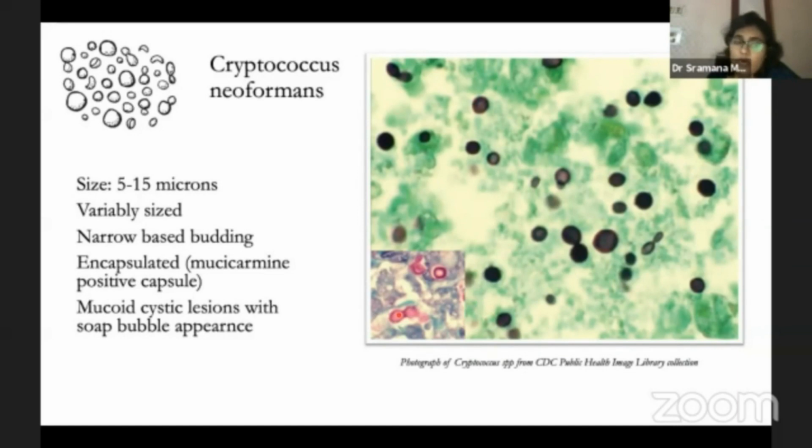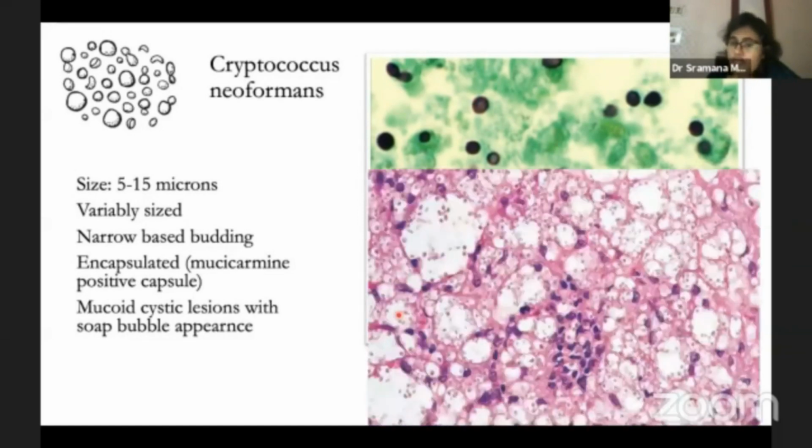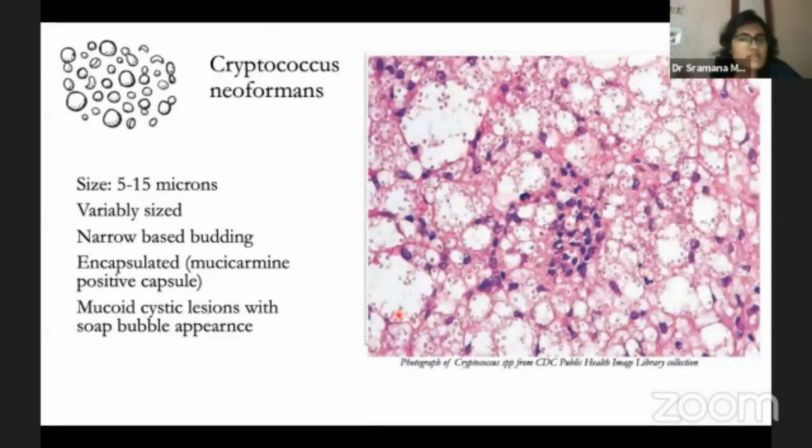Now, what would be the host tissue reaction? Often they infect the central nervous system, but also in skin we can see cases, and there, because of this mucopolysaccharide capsule, they usually produce mucoid cystic lesions with a soap bubble appearance.